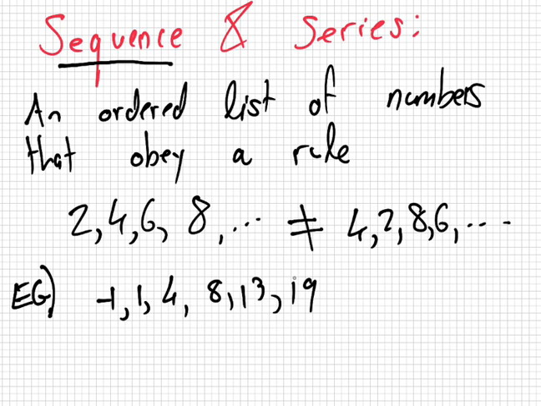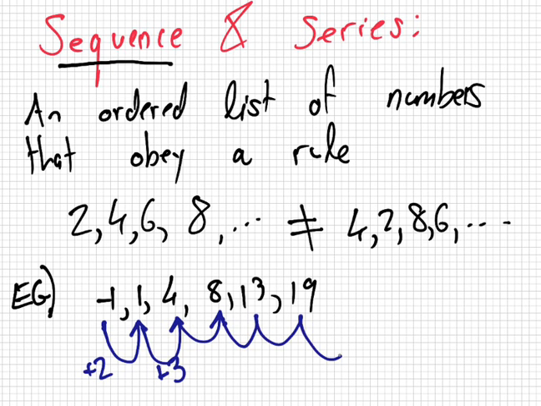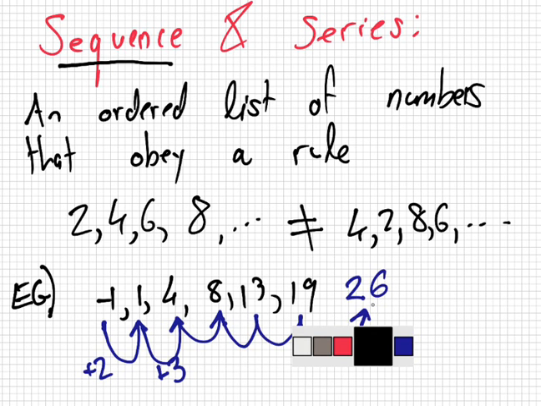I would like to know, in this first example, what number comes next. If you look at this, what happens as I move from -1 to 1? I add 2. And then from 1 to 4? Add 3. And then 4 to 8? Add 4. Add 5, add 6, so therefore add 7, so that should be 26. Okay, that's not too bad.